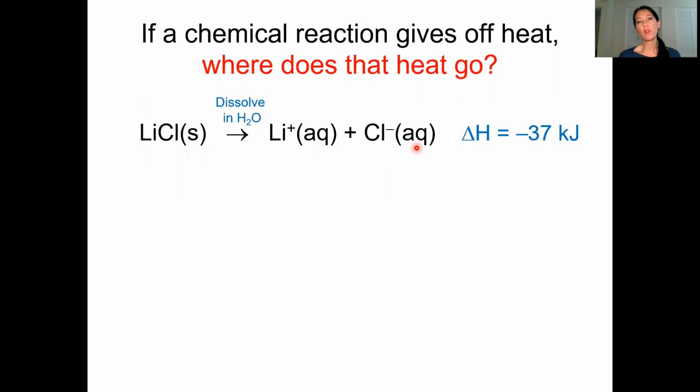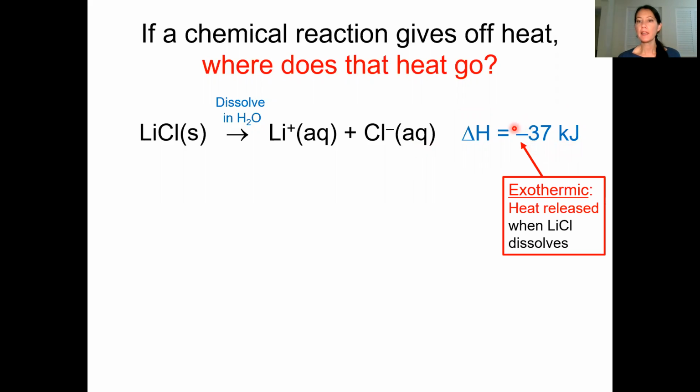So can you predict whether overall this reaction is going to give off heat or absorb heat? You can't necessarily predict. We can do experiments to measure that, or you can be given a number. And that number is the enthalpy change here, given by delta H. So here we get minus 37 kilojoules. That means that amount of energy is released. So joule is a unit of energy. When you have a negative sign, that means it is exothermic, or heat is released. And this is specific to lithium chloride dissolving in water. So again, other salts, they may overall release heat or absorb heat.